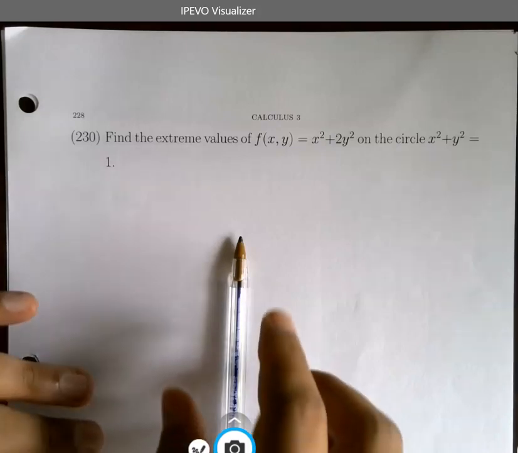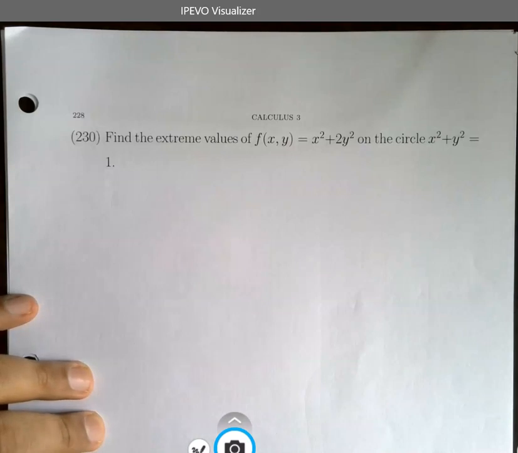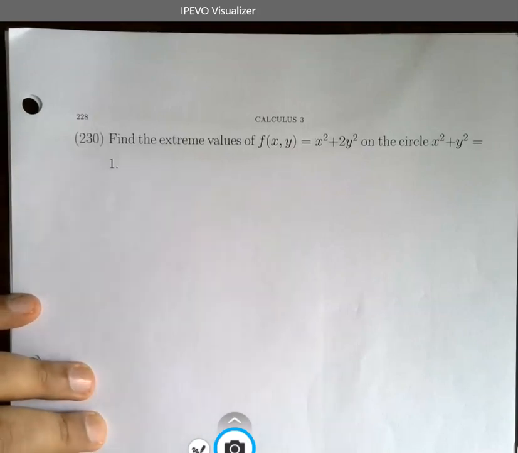Hello, today we will work out an example on section 14.8, which is on Lagrange multipliers. I hope you read the introduction in the textbook, so I'll get to the problem immediately. The rest of the notes will be online.